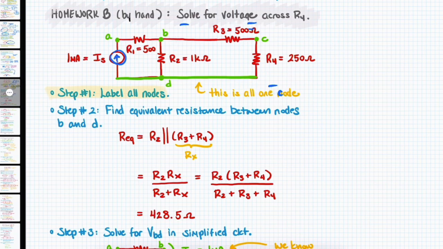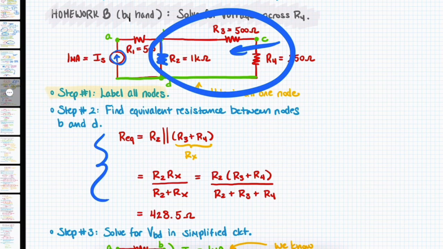Okay, so we have a circuit that is quote unquote almost like a single loop. It's not completely a single loop. And we see we can probably collapse this down into a single resistor. So we're going to use the same equations that we had above. We want to find an equivalent resistance between nodes B and D, which replaces this whole thing, and it'll leave us with an equivalent circuit that looks like this.